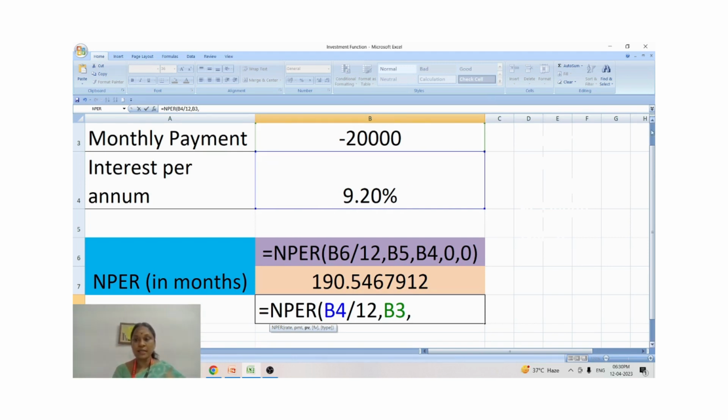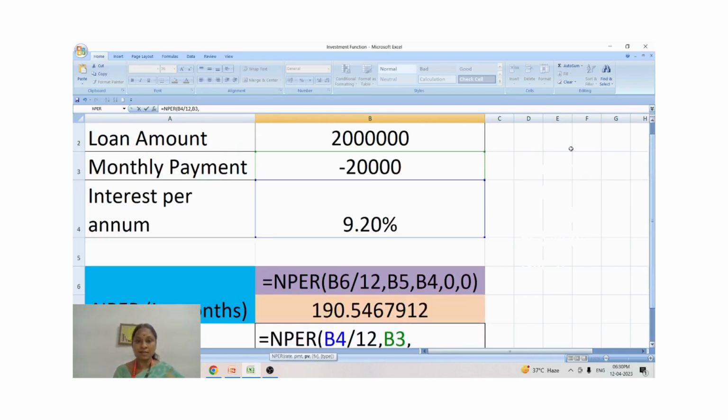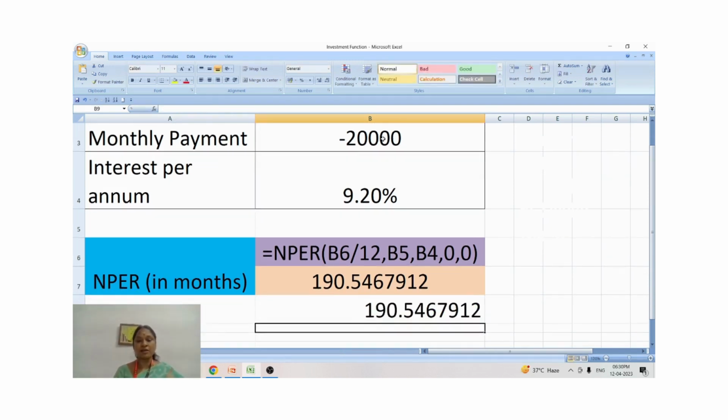And this is the present value of the car, which is to be given here. There is no future value, and I'm going to make my payment at the end of every month. So this is the way I have to calculate. It gives around 190 months, about 15 years and 10 months required to make this payment, and we can make our decision based on that.